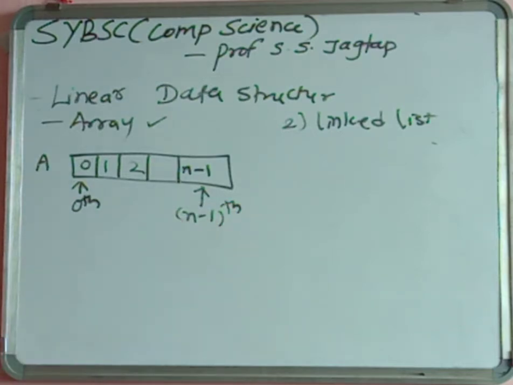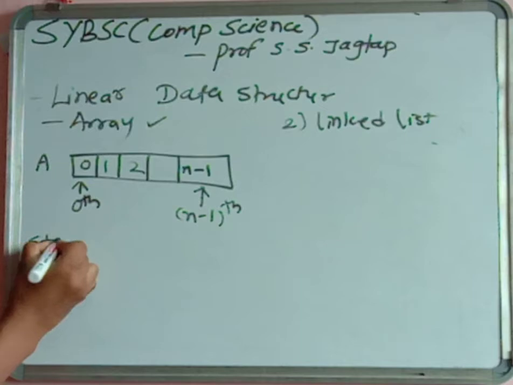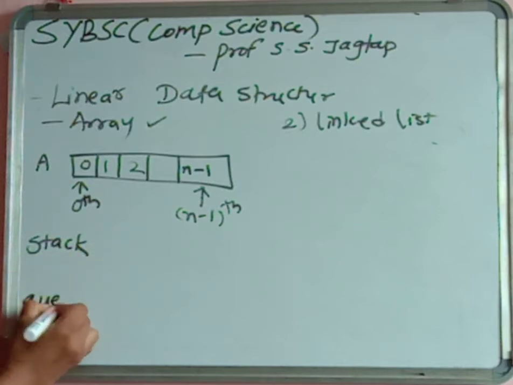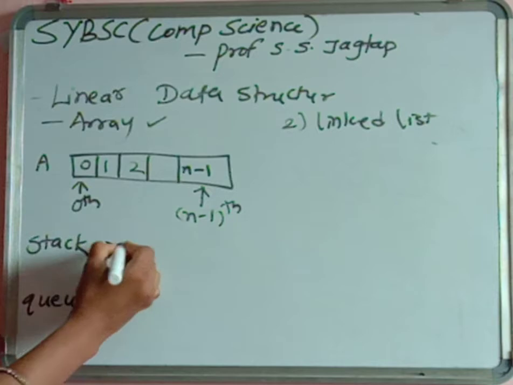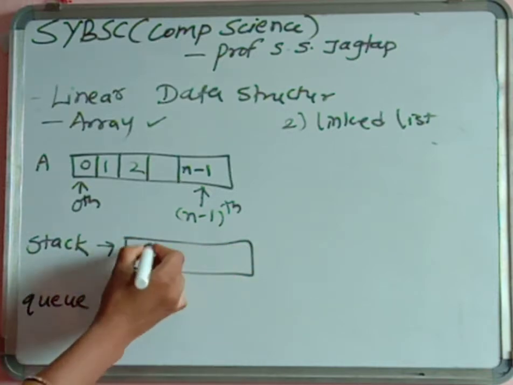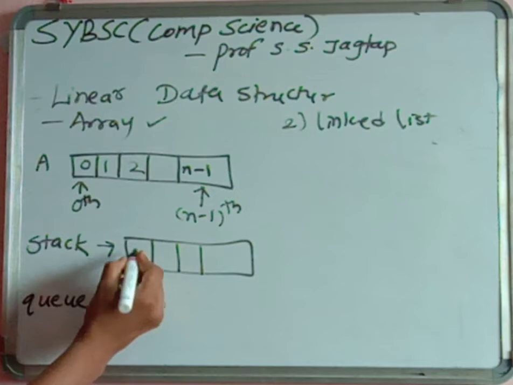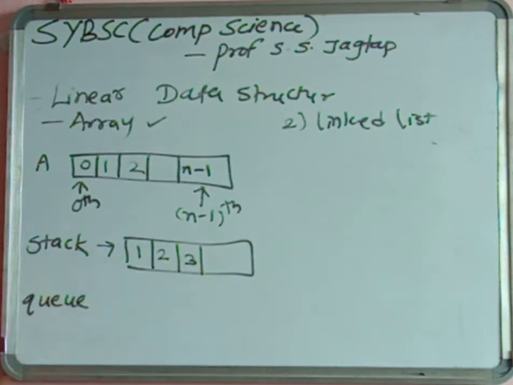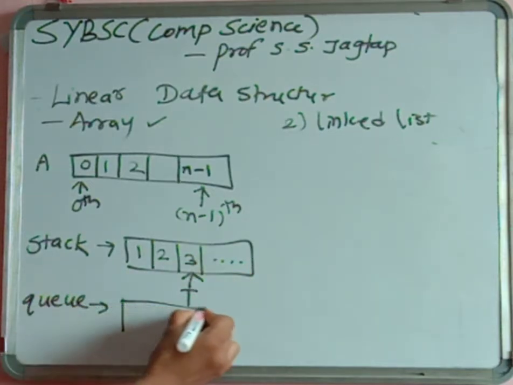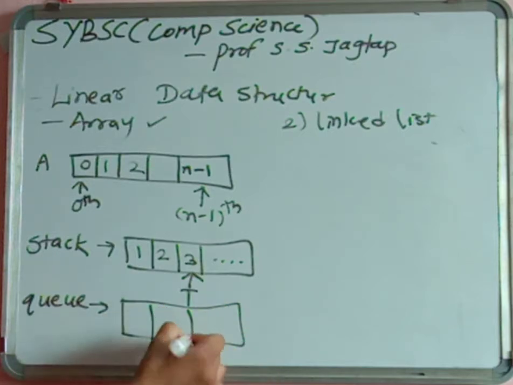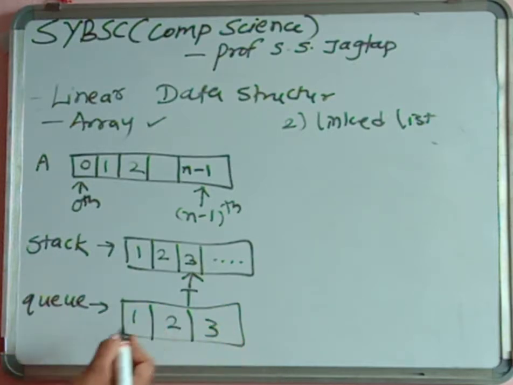Okay. Now, array can be considered in stack as well as in queue. If we represent elements inserted in stack, whenever the elements are inserted, suppose 1, 2, 3, the last element is considered as a top in stack. Whereas in queue, there are two parts, that is front and rear. Suppose these elements are inserted, then this one is front and this one is rear. These all are included in array.